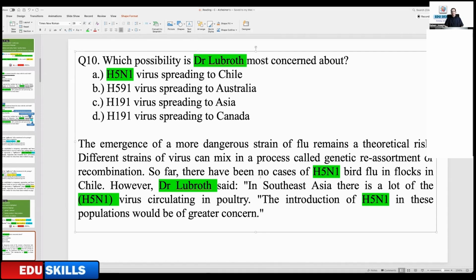paragraph: So far, there have been no cases of H5N1 bird flu in flocks in Chile. Chile is here, the first one. However, Dr. Lubroth said in Southeast Asia, there is a lot of the H5N1 virus circulating in poultry. The introduction of H5N1 in these populations would be of greater concern. Which possibility is Dr. Lubroth most concerned about? H5N1 virus spreading to Chile. It is not that it is there, but it may spread from other places.